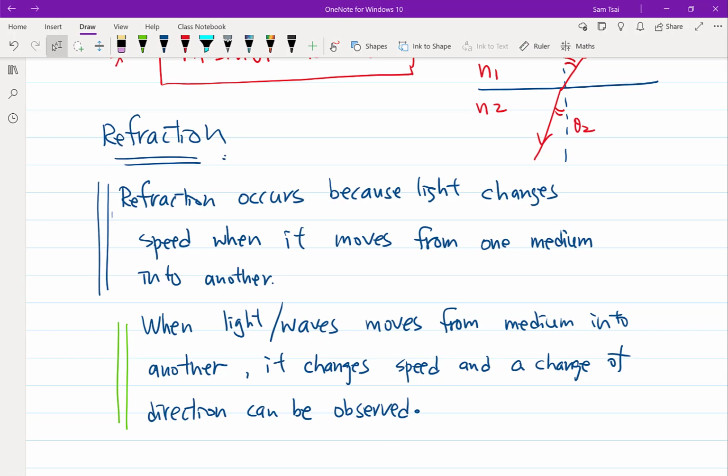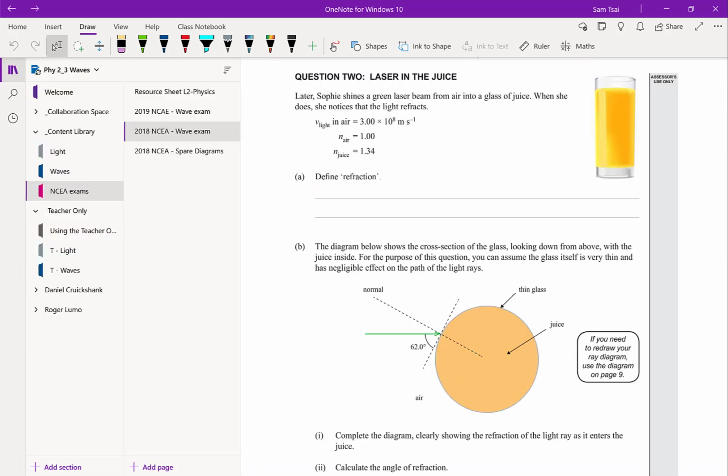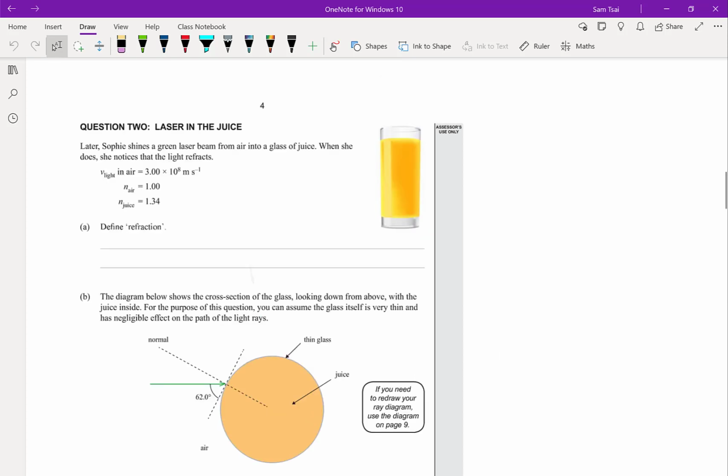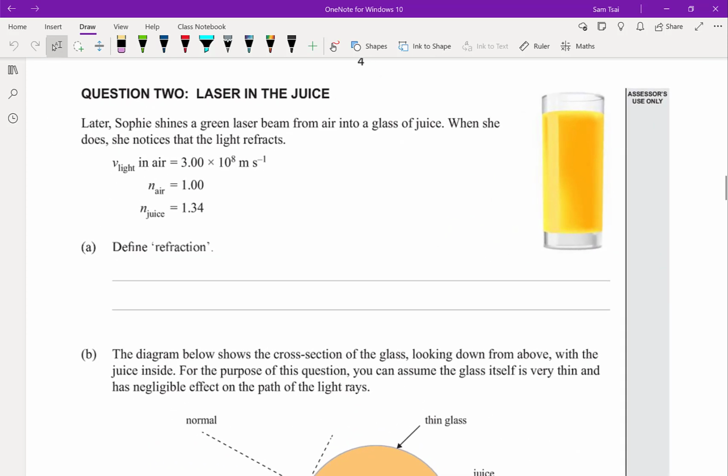And now let's see an example. If we come to the NCEA previous questions, 2018, we can use this example. She noticed that the light refracts. So you see the keyword, refracts. Now define refraction. So how do you do it? The keyword you need is the change in speed, that will change direction. So do that properly in your own words.